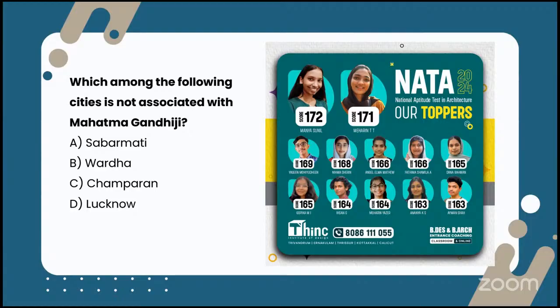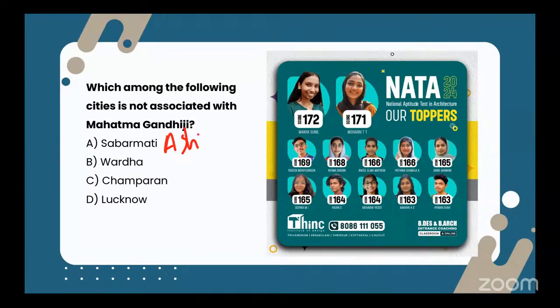Regarding Sabarmati, it is home to the famous Sabarmati Ashram in Gujarat. Is it associated with Gandhi? Yes, Gandhi lived here for many years. You might have heard of the Salt March or the Dandi March. Gandhi started the Salt March from Sabarmati Ashram and went to Dandi to make salt. So this is associated with Gandhi. The question is which is not associated with Gandhi.